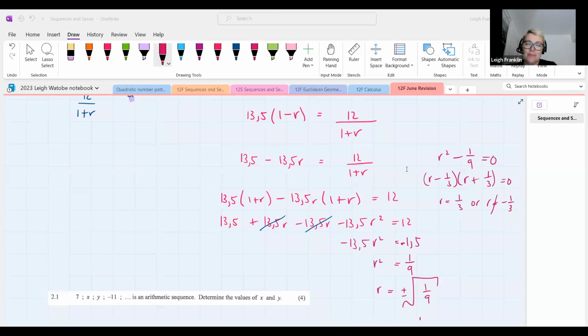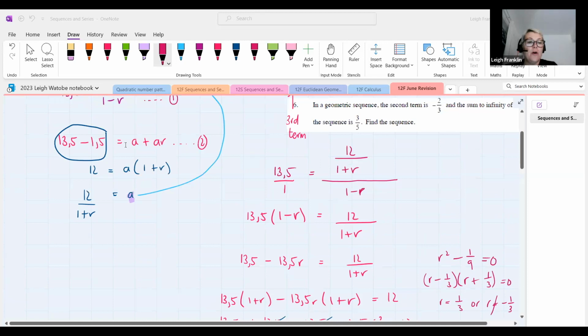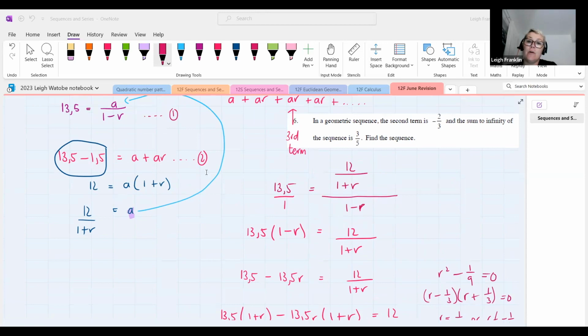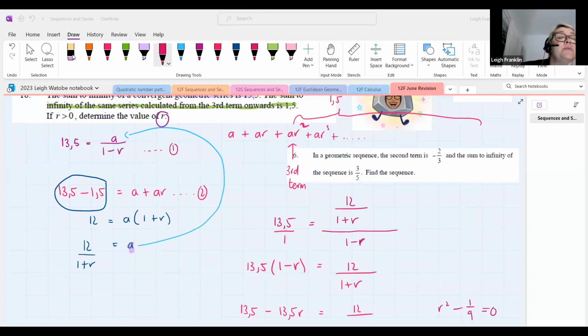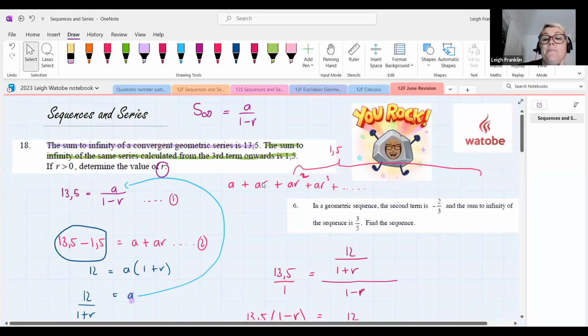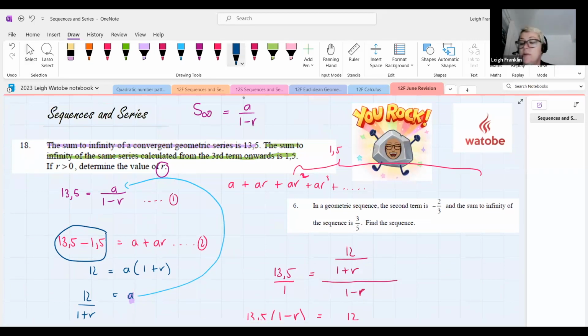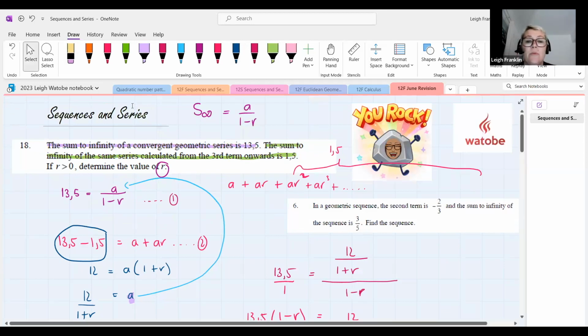Could you please explain to me how you got the second equation? The 13.5 - 1.5 equals A plus AR. Yes, please. Sure. Okay. So that really was the key to being able to do this question. The solving simultaneously and the rest of it is just all the technicalities, right? So I don't know if you remember, Chloe explained to us how she did this, all right? So the idea is this.